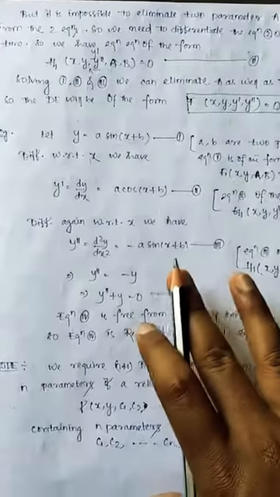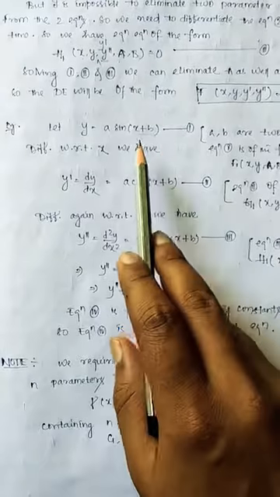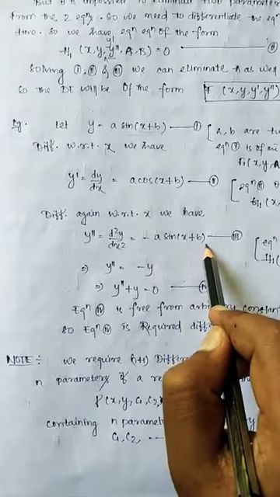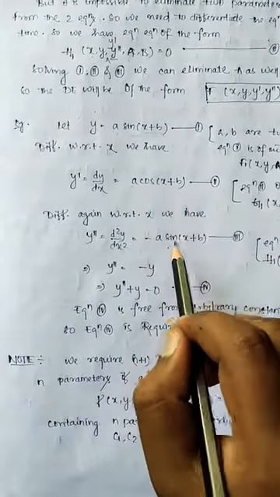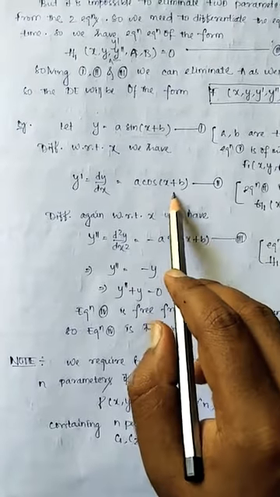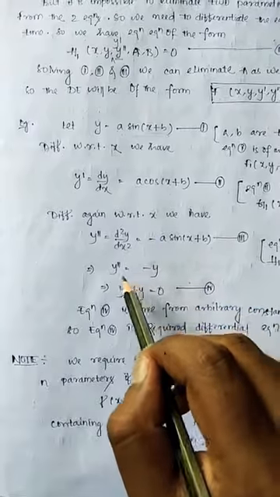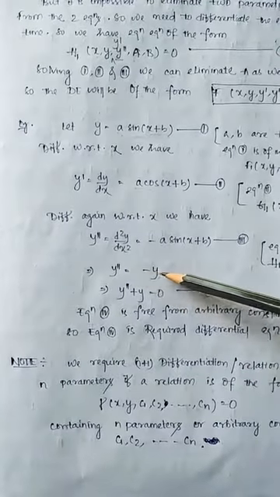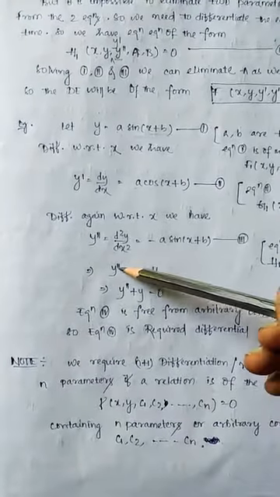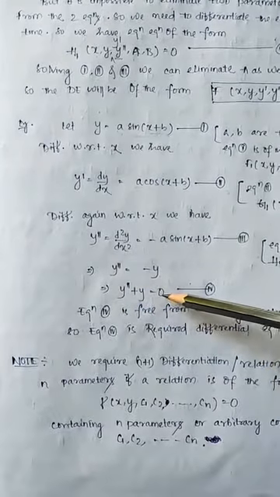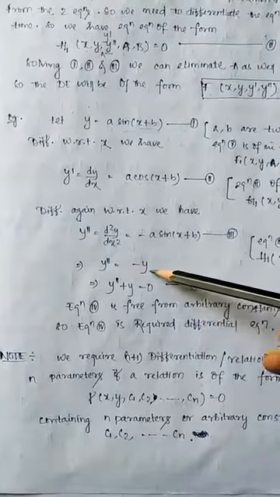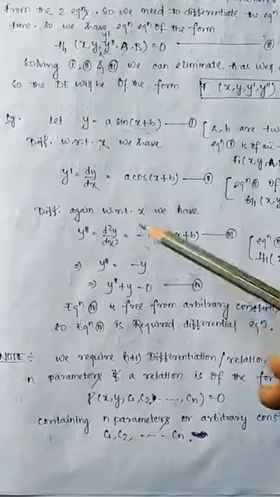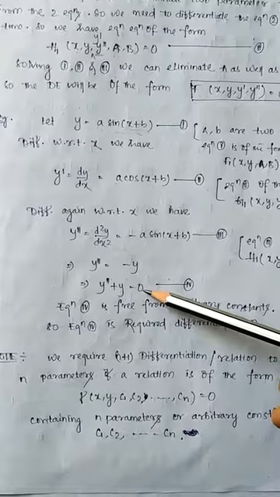Again, I want to differentiate with respect to x because here it involves two parameters a as well as b. So y double dash equal to minus a sin(x + b), because derivative of cos(x + b) equal to minus sin(x + b), and derivative of x + b equal to 1. So here the value of a sin(x + b) equal to y. That's why I am getting y double dash equal to minus y. Taking this minus y to the right hand side, what I will get? y double dash plus y equal to 0. So this is the corresponding differential equation for the given function y equal to a sin(x + b), because here this equation doesn't contain any arbitrary constant.